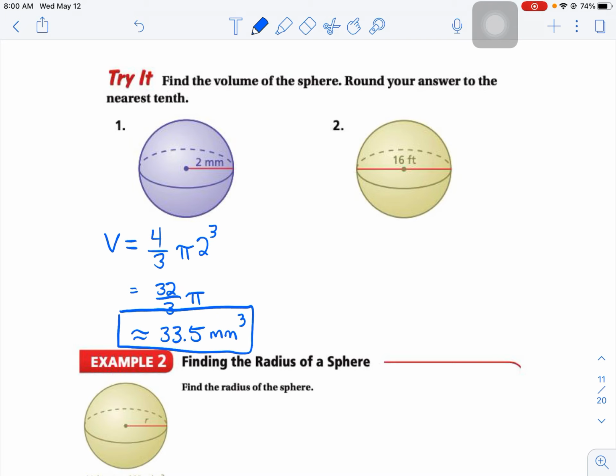All right, same thing over here for number 2. Volume equals 4/3 pi. They gave me diameter, so radius would be 8 cubed. I'm going to do this in my calculator. 8 cubed times 4 is 2,048 over 3 times pi. And when I do that, I get 2,144.7 feet cubed.